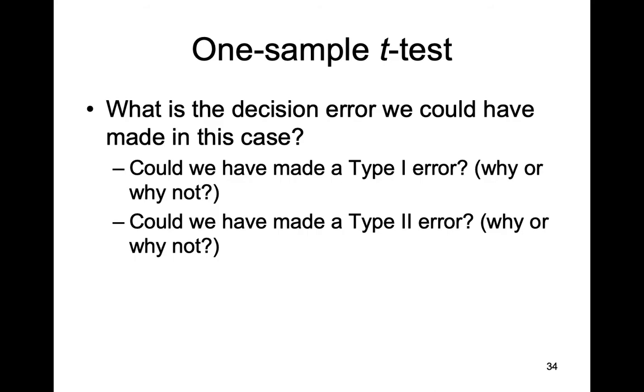All right, so hopefully you've thought about it a little bit and you've got an answer, but I'll answer it for you. So in this case, we could not have made a type 1 error. Okay, we could not have made a type 1 error. You only have the possibility of making a type 1 error when you reject the null hypothesis. Okay, recall that a type 1 error is when we reject the null hypothesis and it's really true. So if you don't reject the null hypothesis, you can't make a type 1 error. Could we have made a type 2 error?